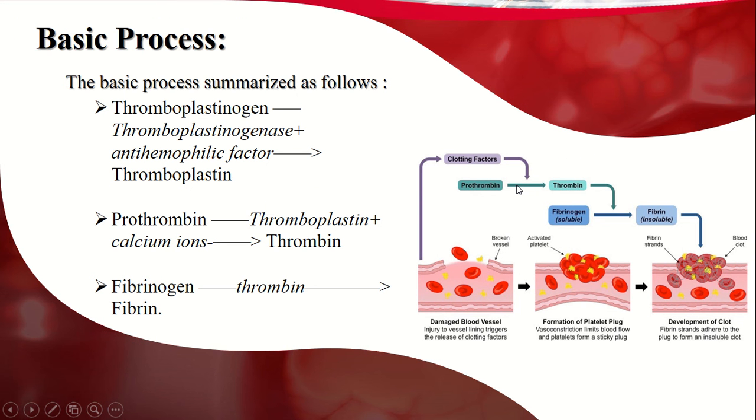So if I summarize the whole process, then the basic process stands like this. Thromboplastinogen converts to thromboplastin in the presence of antihemophilic factor. And the second one is prothrombin converts to thrombin in the presence of thromboplastin and calcium ions. And the third one is fibrinogen converts to fibrin in the presence of thrombin.